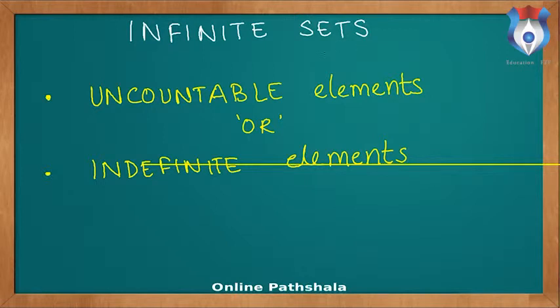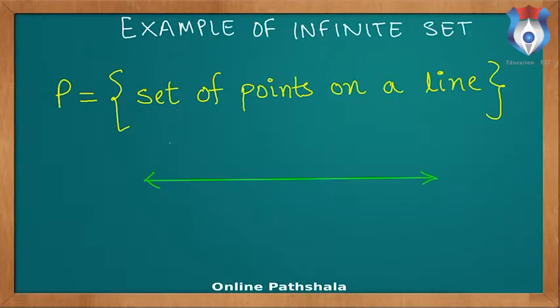Let us look at what we mean by infinite sets. Now it is straightforward. Infinite set simply means uncountable elements. The number is so huge we just cannot put a number to it. Uncountable, or you can also say indefinite elements, which means that you just cannot put a definite number to the elements in that set. Let us look at some examples.